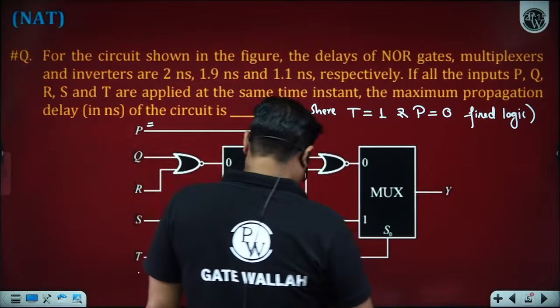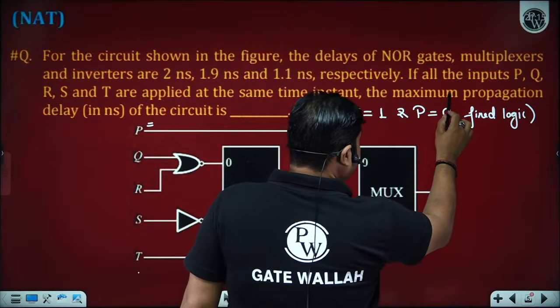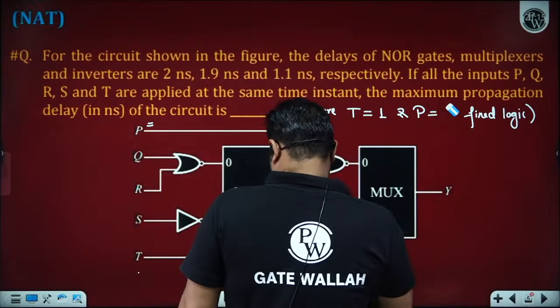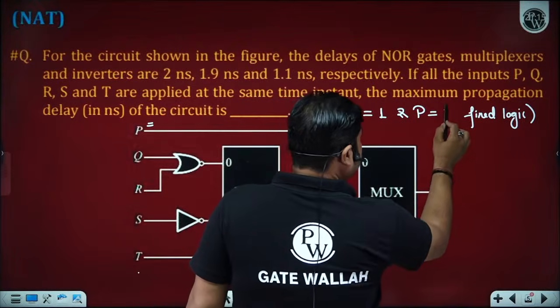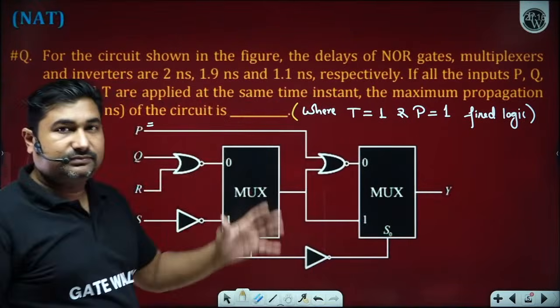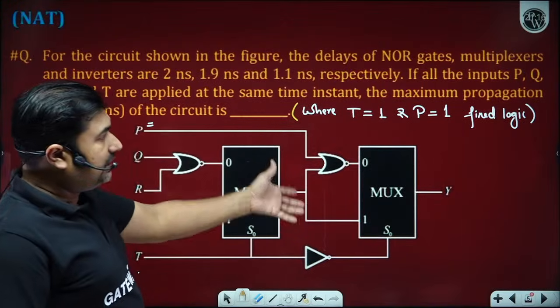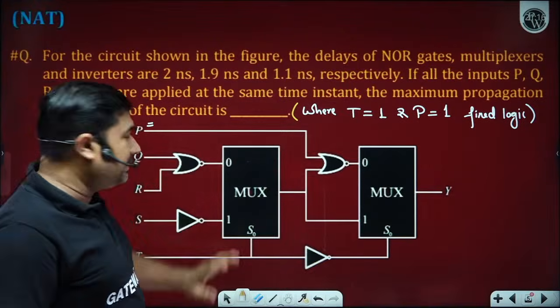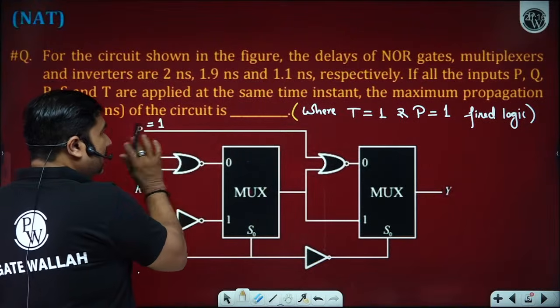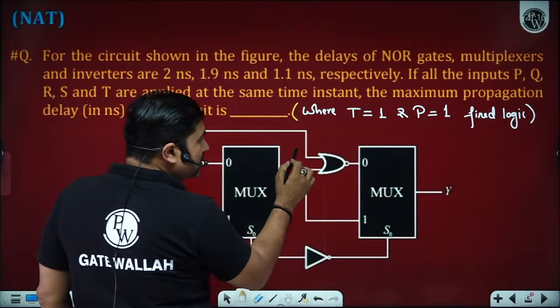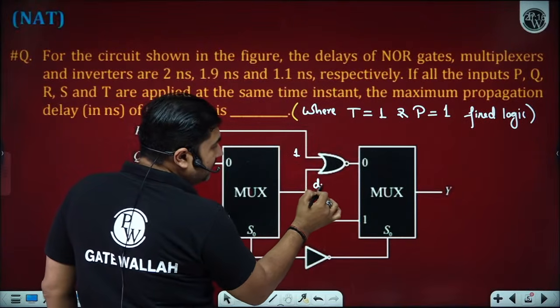Let me take it as P equals 1, okay? P equals 1 and T equals 1. Now please observe. So if T equals 1 and P equals 1, then you have to find the maximum delay in this circuit. If P equals 1, then what happened? If P equals 1, this gate gets disabled.